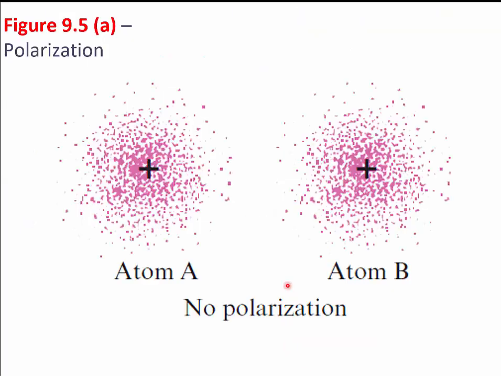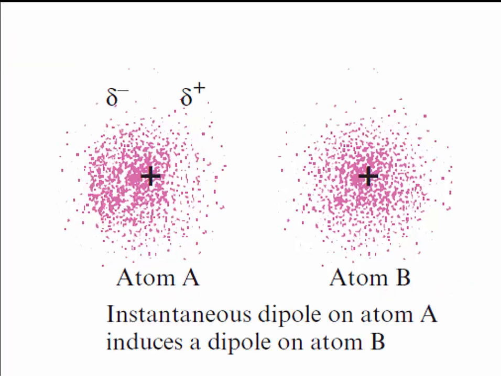Right? So this is a graphical representation of that from your book. Each of those little dots represents the probability of finding an electron in a given space at a given time. So we've got atom A on the left and atom B on the right. As they get closer to each other, you'll notice that there is less density over here on the right side of atom A and more electron density on the left side of atom A. And so we've got a partial negative charge on the left side of A, a partial positive charge on the right side. The same thing is going to happen to atom B. It's going to have less density over here. It's going to induce this dipole.